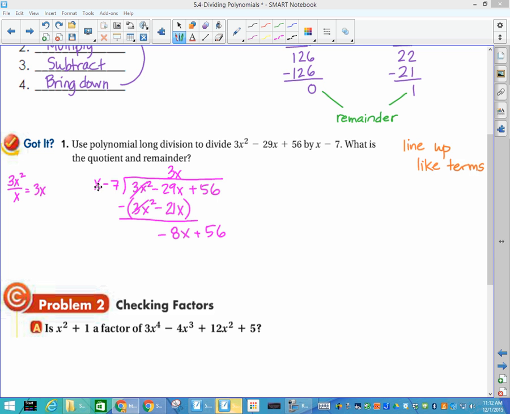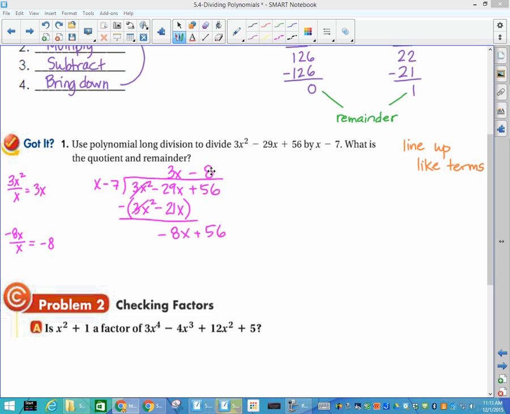And I'm going to say x times what gives me negative 8x? That's going to be minus 8. Again, I'm lining up my terms. And like I said, if you want to come over here, negative 8x divided by x. That's the dividing part that you're doing if you need help with that. So you get minus 8, so that's what I wrote, minus 8.